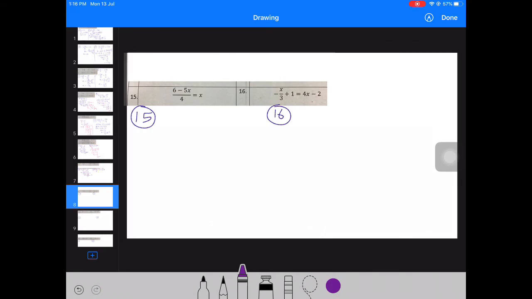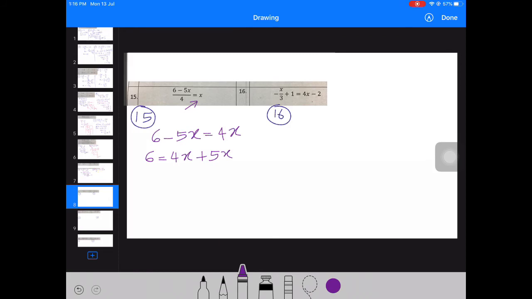Okay, for number 15, we just straight away multiply 4 with x, leaving you with 6 minus 5x equals to 4x. And then we group the like terms. 6 equals to 4x plus 5x.